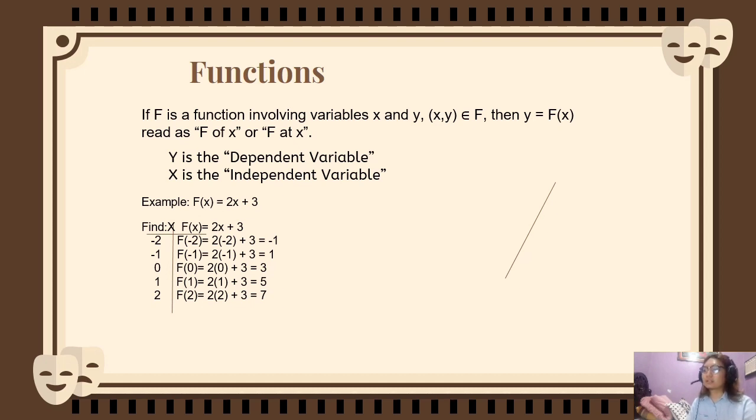Sunod natin si negative 1. F of negative 1 is equal to 2 times negative 1 plus 3. Kasi 2 times negative 1, ang sagot natin ay negative 2 plus 3 is equivalent to positive 1. F of 0 is equal to 2 times 0 is equivalent to 0 plus 3 equals 3. F of 1 is equal to 2 times 1 plus 3 is equivalent to 5. F of 2 is equal to 2 times 2 plus 3 is equivalent to 7.